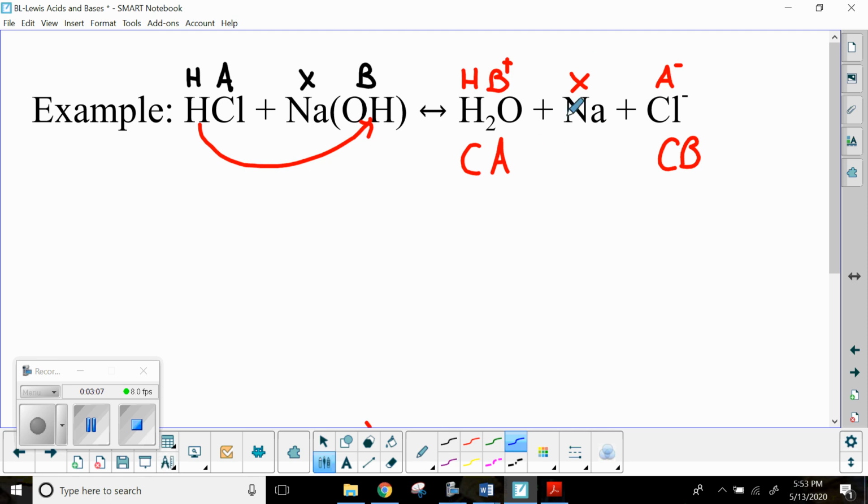And then Na here, it's just going to hang out. It's a spectator ion. It's just going to hang out suspended in the solution, and we really just don't pay much attention to it. Really important to notice that this reaction is reversible. So if I can go forward here and make water and a conjugate base with chlorine with the -1 charge, I can also go the opposite direction where these species can reform into HCl and NaOH. And you might see where we're going with this, that we can calculate an equilibrium constant for this one. So that's example number 1.